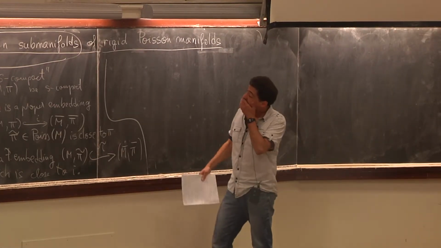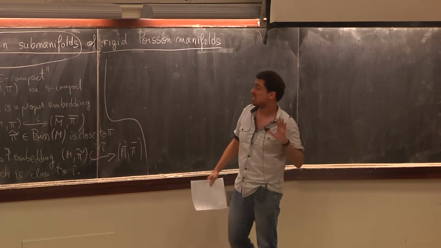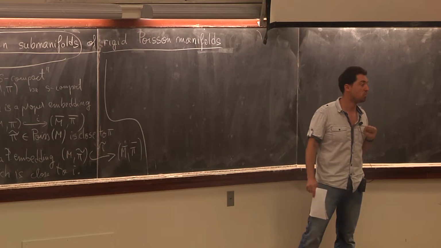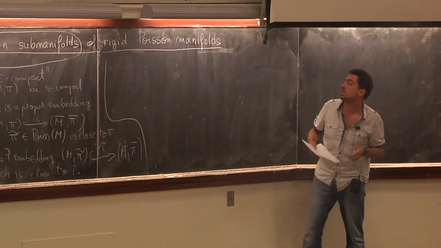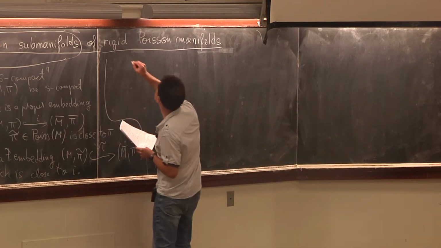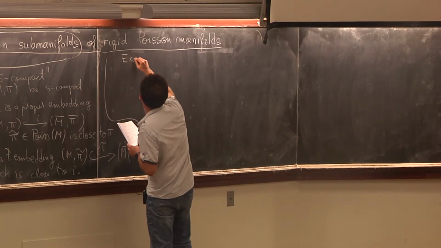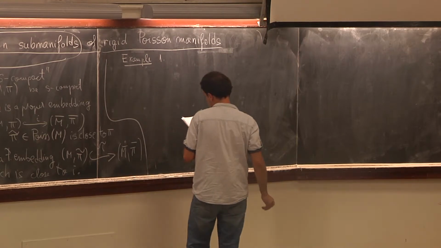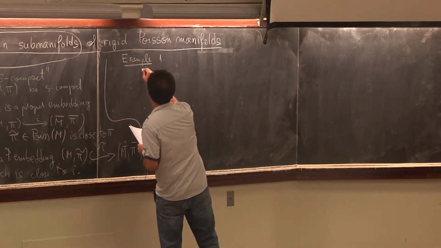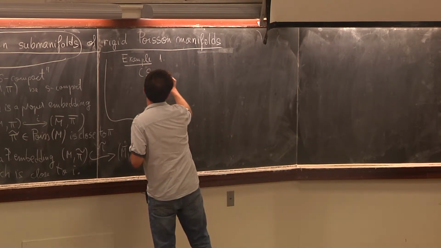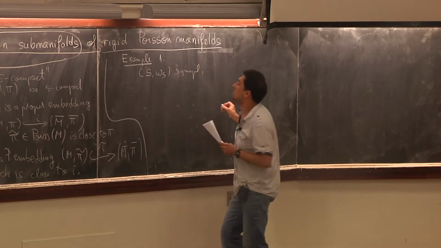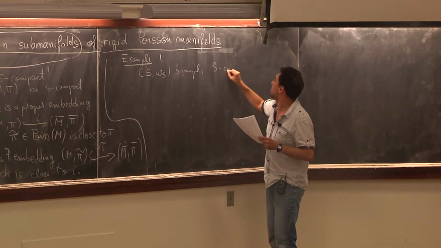Okay, so what I will do is start with a very, very simple example of this phenomenon, which I hope most of you will understand immediately. So this is the first example. Consider the case of a symplectic manifold S, and we'll also assume that S is compact.